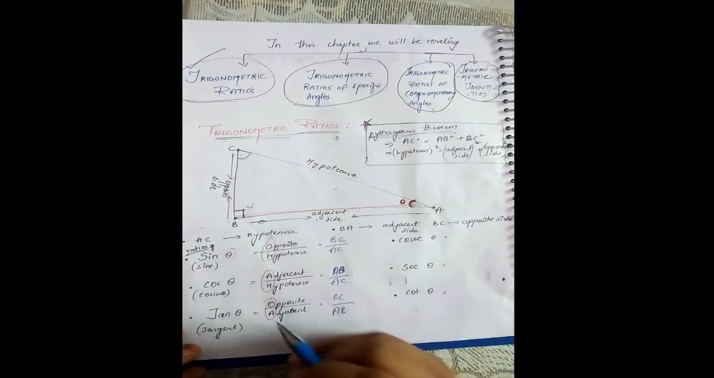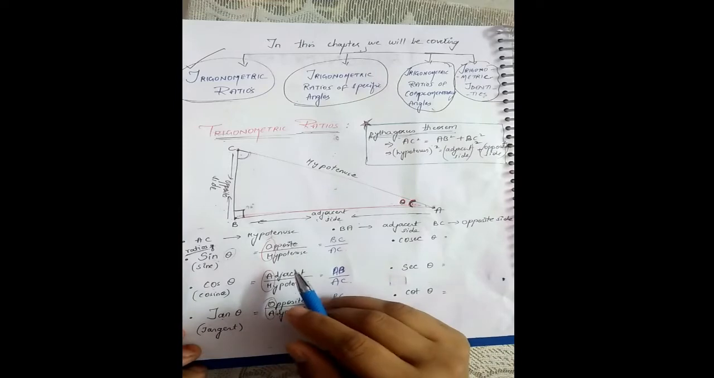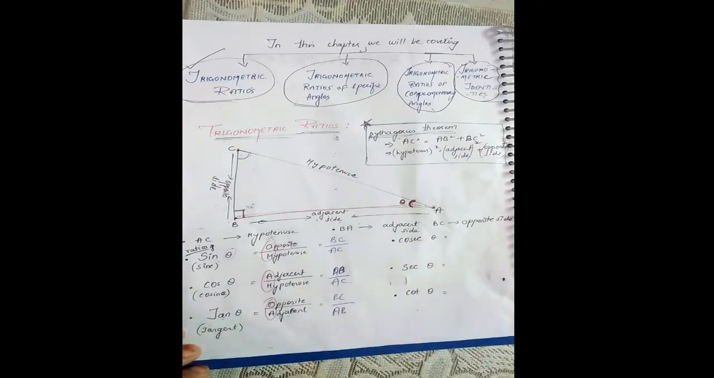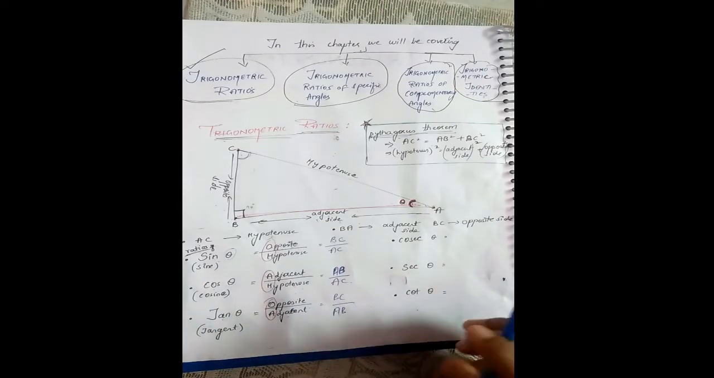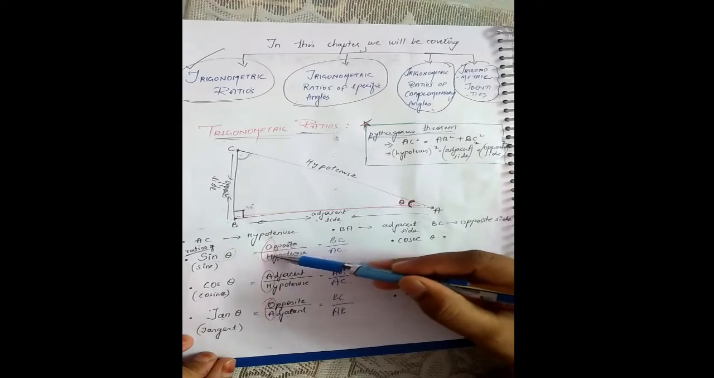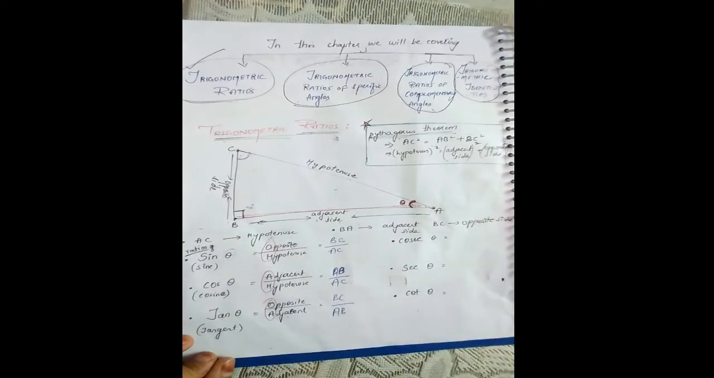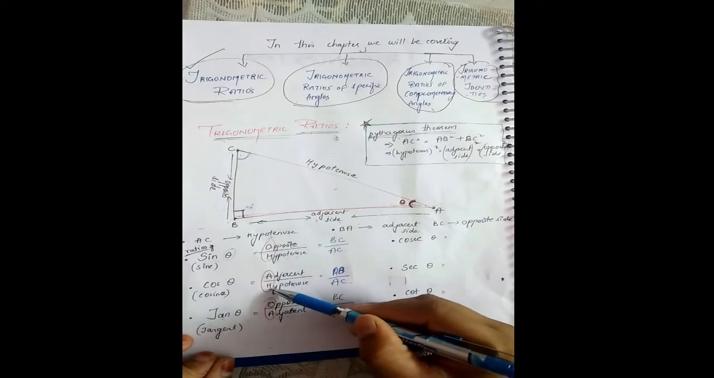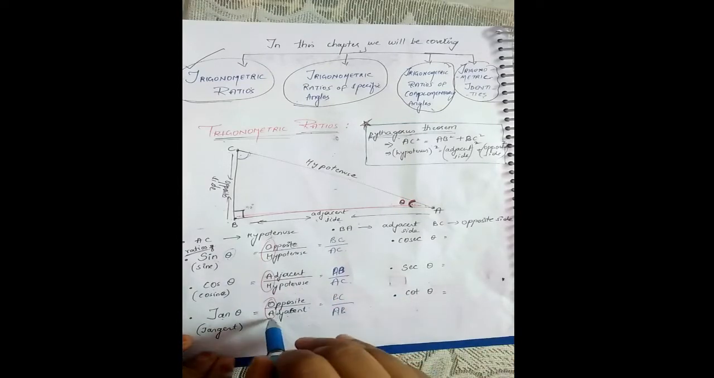I think this trick was used by my tuition teacher. He used to teach the concepts very well, plus with these tricks it was very easy for us to remember things in exams. Concentrate on these first letters: opposite by hypotenuse, O by H, A by H, and O by A.